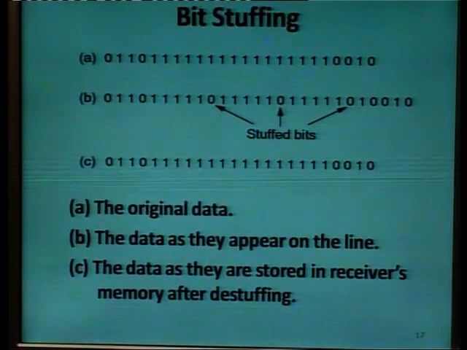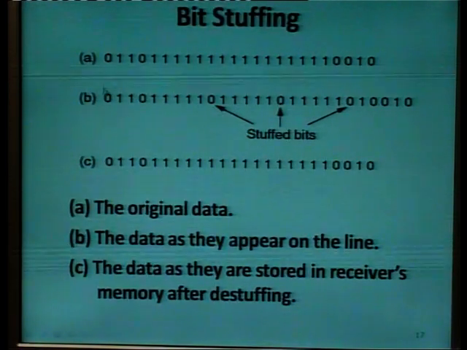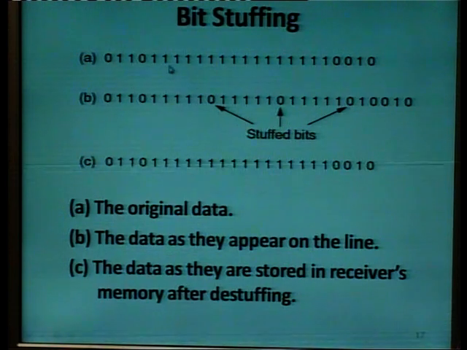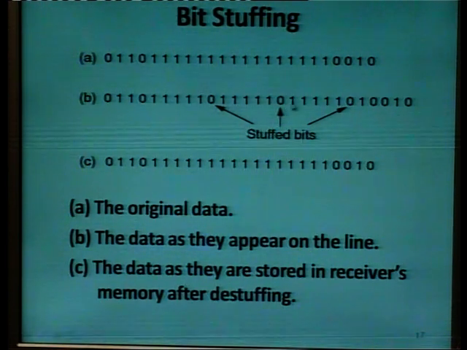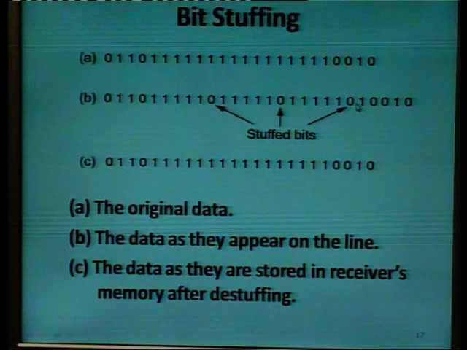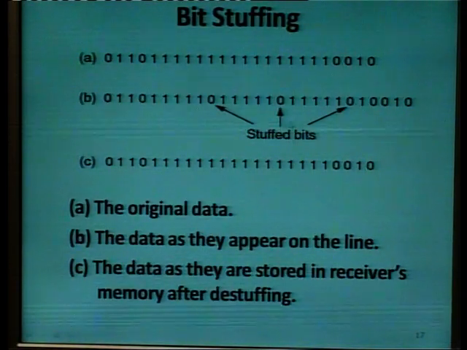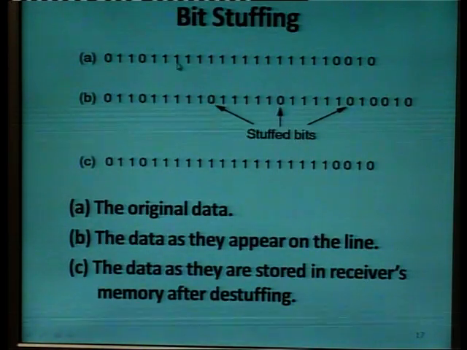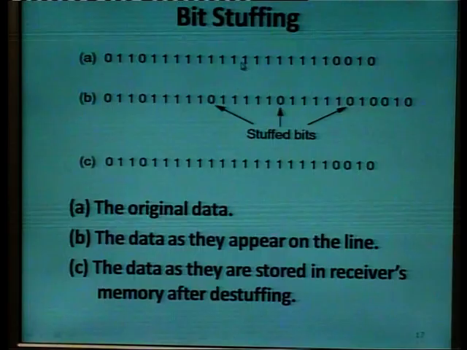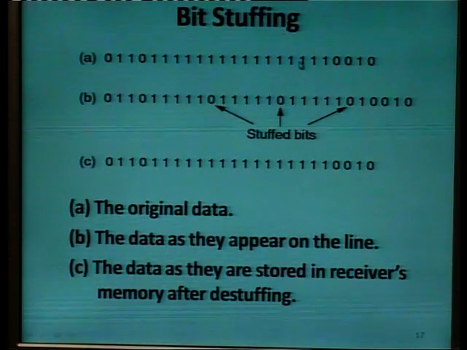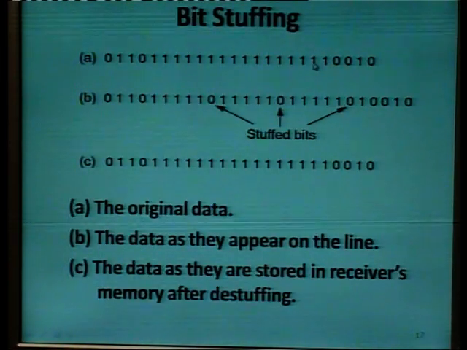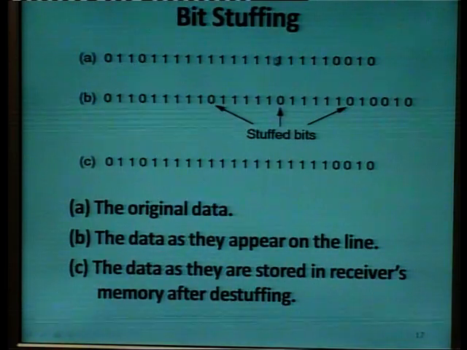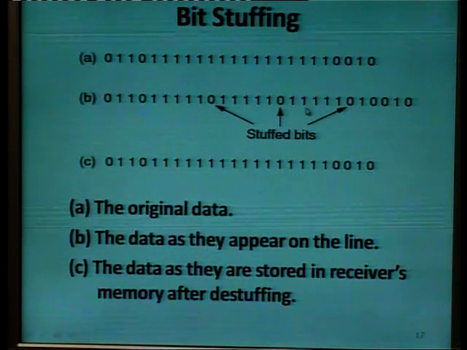Here is one more example. The original data is shown here as A. Now after 5 ones, 0 is stuffed, after again 5 ones, 0 is stuffed, after again 5 ones, 1 more 0 is stuffed. Now 3 zeros are stuffed, because this data contains many ones: 1, 2, 3, 4, 5, 6, 7, 8, 9, 10, 11, 12, 13, 14, 15. So 15 ones are there.